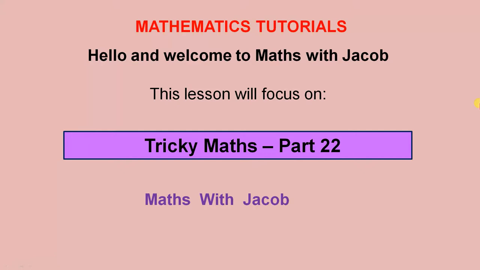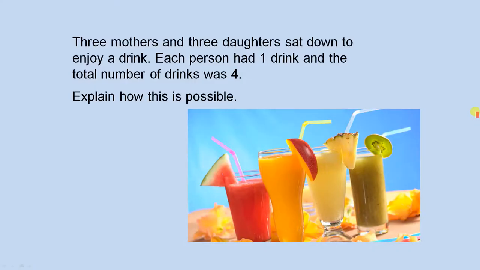This lesson will focus on Tricky Maths Part 22. Three mothers and three daughters sat down to enjoy a drink. Each person had one drink and the total number of drinks was 4. Explain how this is possible.